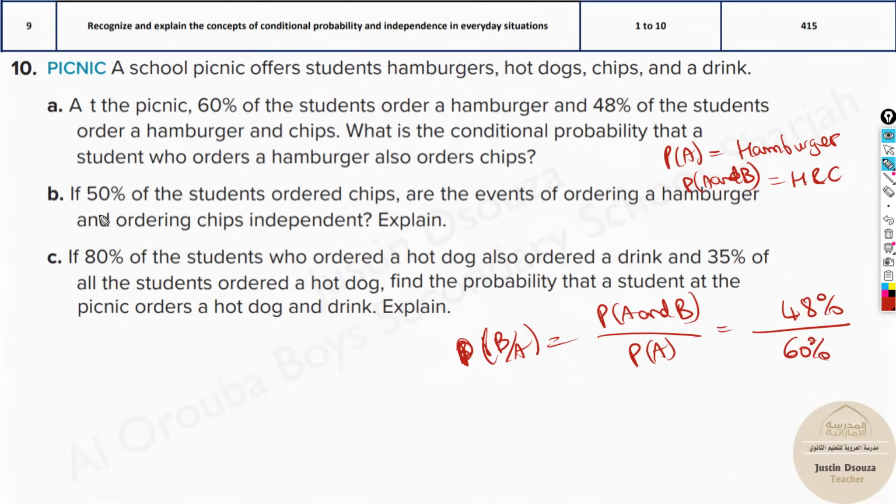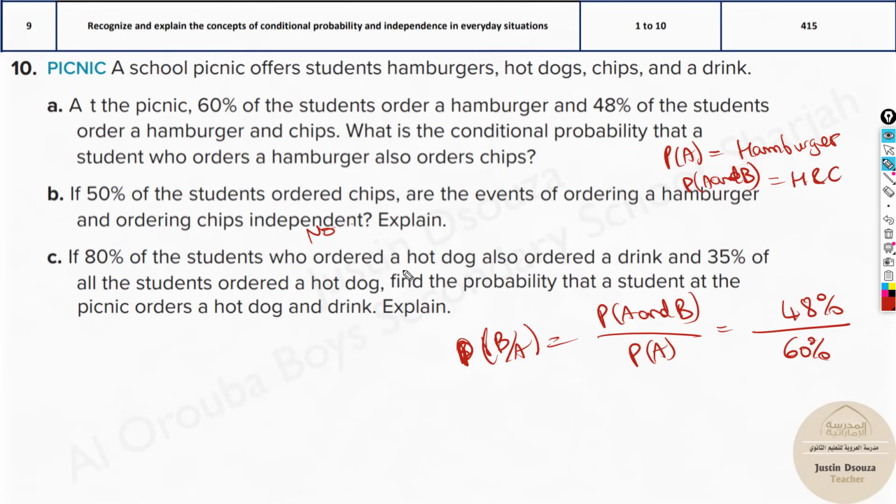Now, if 50% of the students ordered chips, are the events of ordering a hamburger and ordering chips independent? Explain. Okay. Now, I don't know what answer we get, but anyways, if 50% are ordering chips, are the events of ordering a hamburger and chips independent? No, they're not independent because they're dependent on each other. So because they're dependent on each other, the answer is no here.